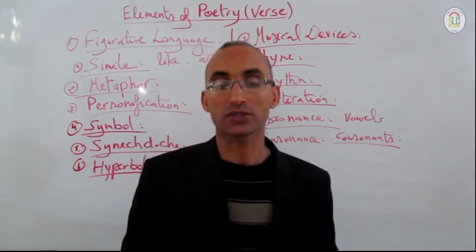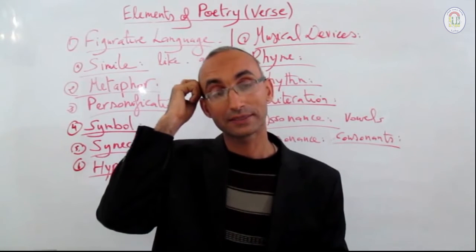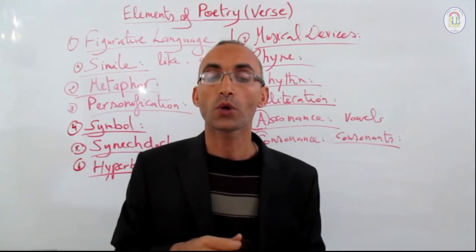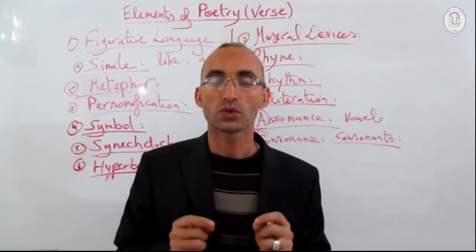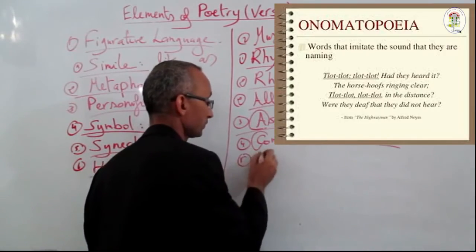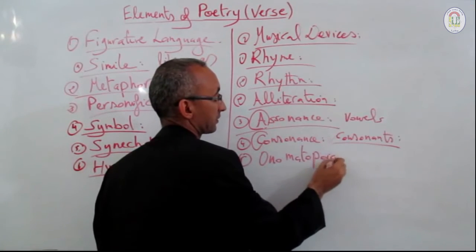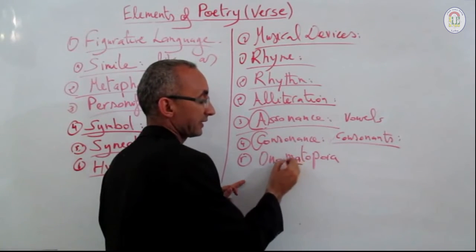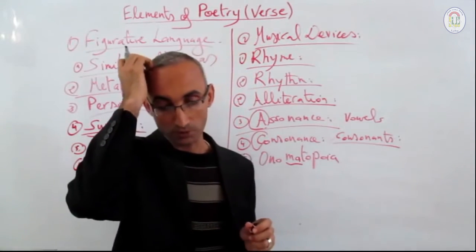Another also important sound device is what we call onomatopoeia. It's a bit difficult to pronounce. Onomatopoeia. Here we have all of them, all except with M, and only A here.